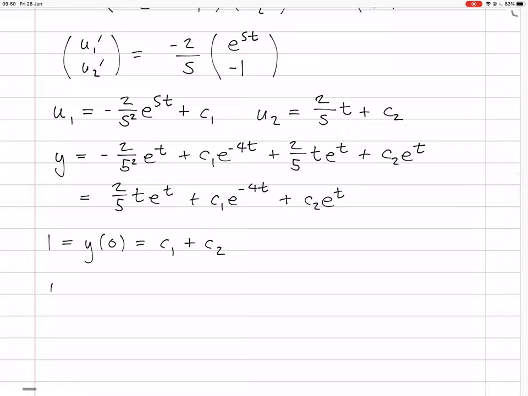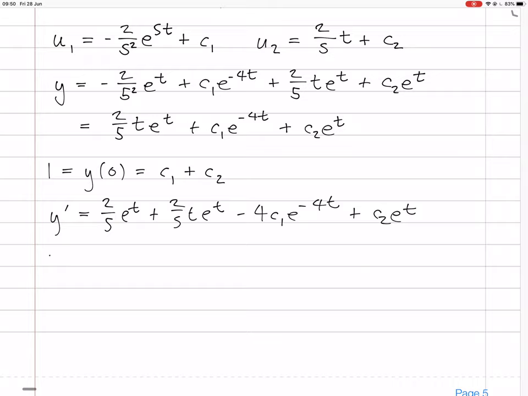Okay. Then y'(0). So we need to work out y' now, so we need to take the derivative of this y. So you have 2 over 5 e to the t plus 2 over 5 t e to the t minus 4 c1 e to the minus 4t plus c2 e to the t. And now we said that y'(0) equals 0. So 0 equals y'(0). And what is y'(0)? It's 2 over 5, and that's 1 goes to 0, and then you have minus 4 c1 plus c2. So we have these two linear equations, so we can solve them.